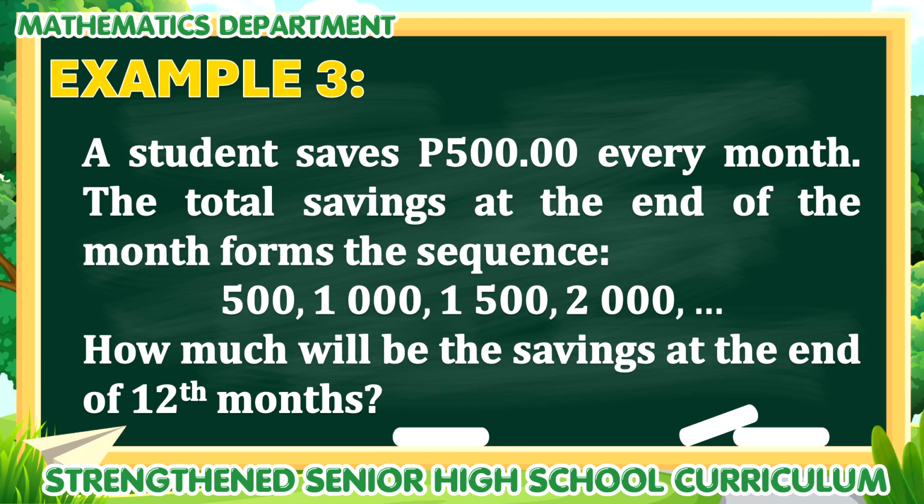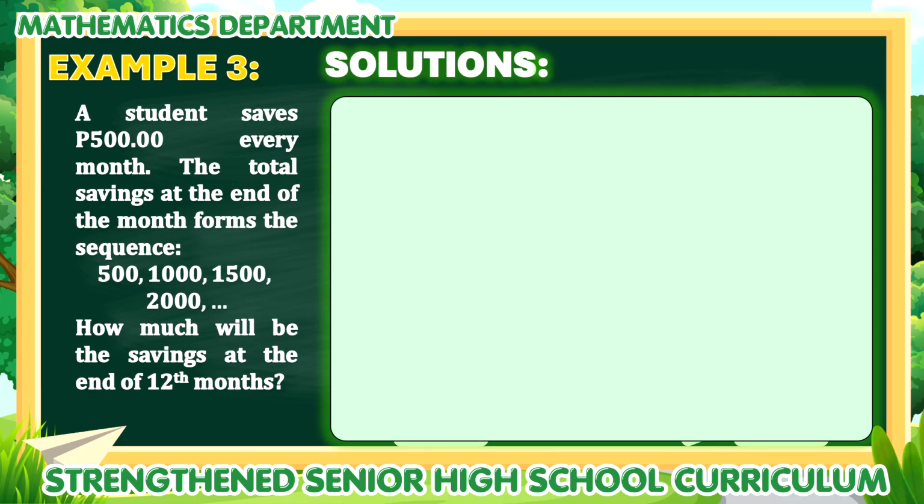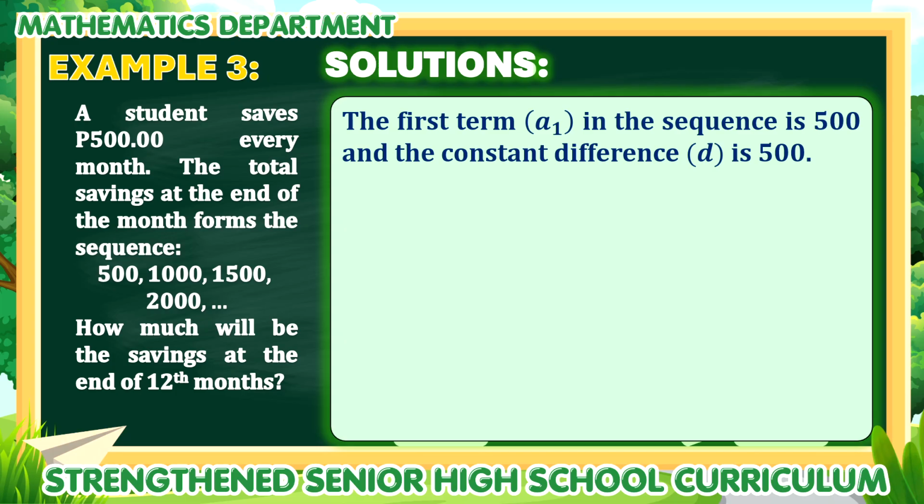For the third example, a student saves 500 pesos every month. The total savings at the end of the month forms the sequence 500, 1,000, 1,500, 2,000, and so on. Now, how much will be the savings at the end of 12 months? Notice that our sequence here is an arithmetic sequence with our initial term, which is 500, and our common difference, which is 500. By substituting this information in our formula, we can now determine our savings at the end of 12 months.